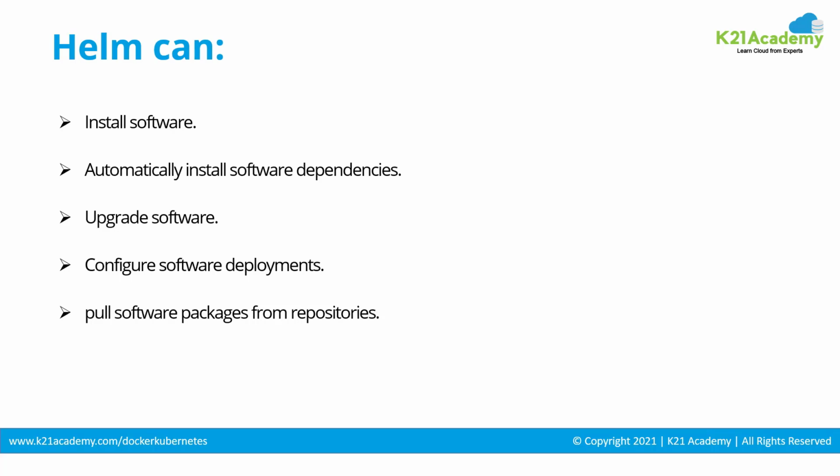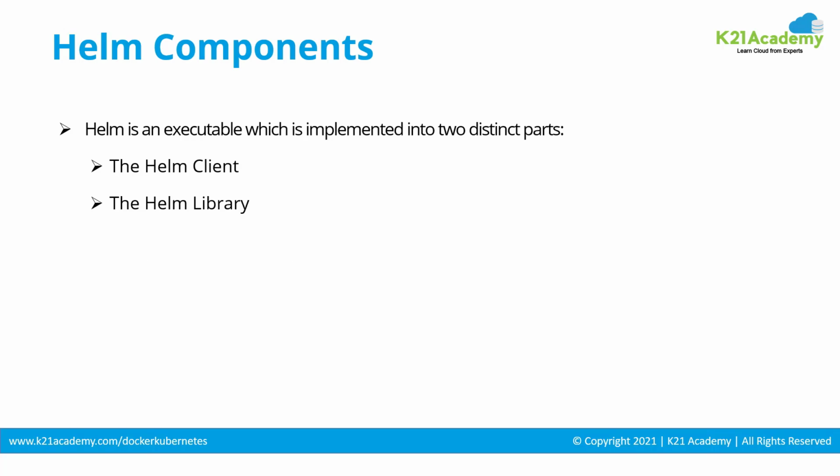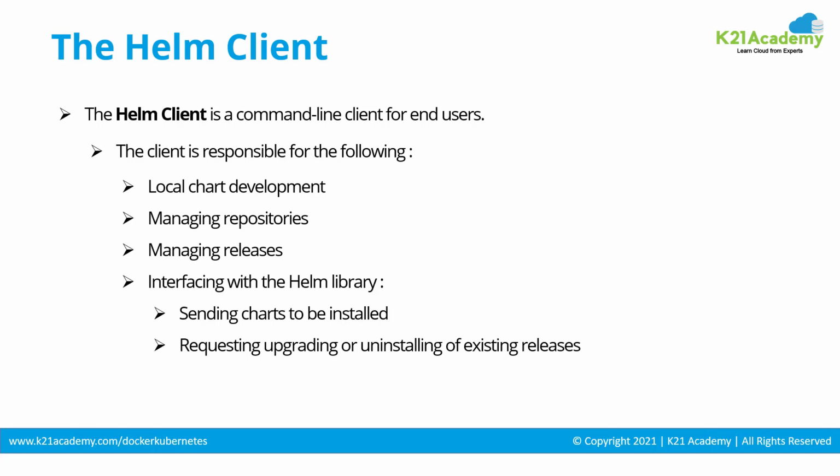So using Helm, we can install your software, automatically install your dependencies, upgrade it, configure your deployments, and pull your software from your repositories. How does this work? There are two things: the Helm client and the Helm library, right? Your Helm client is your command line tool for end users like us. It's responsible for local chart development, managing your repositories, managing your releases and stuff like that.